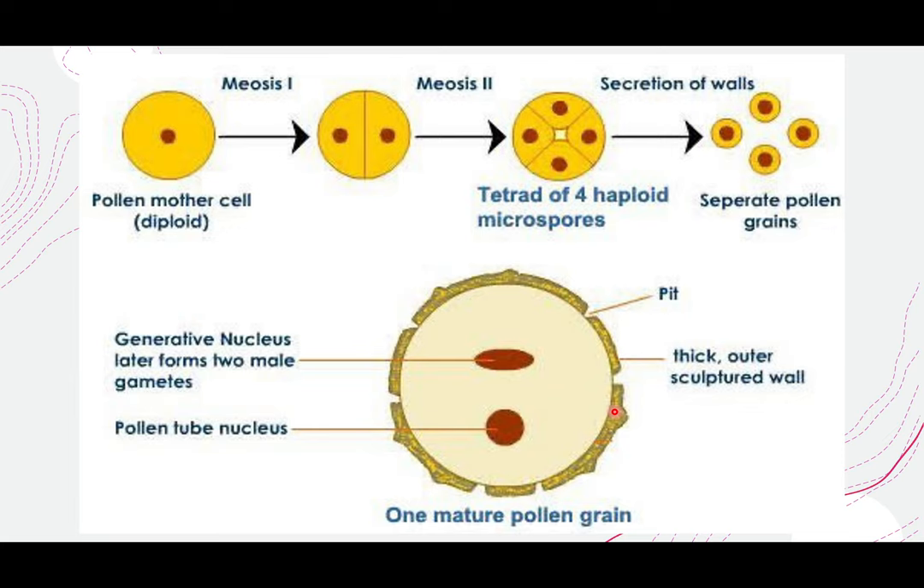And why it's rough is that it allows for attachment to the fur or the hair of different types of animals. So when you look at bees pollinating, all the pollen grains are sticking to the bees. It's because of the exine being very rough, and it allows it to attach to smooth surfaces. So that's how it allows for pollination to occur. It's one of the structural benefits. And then we have pits in between different sections of the exine.